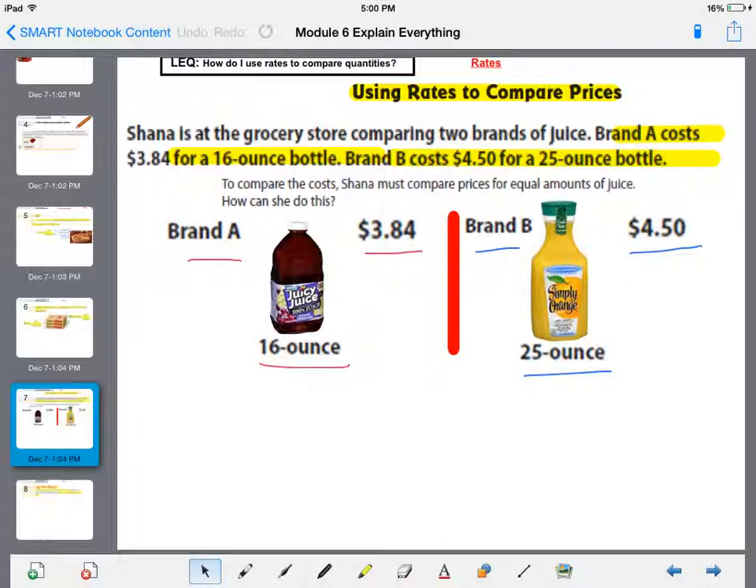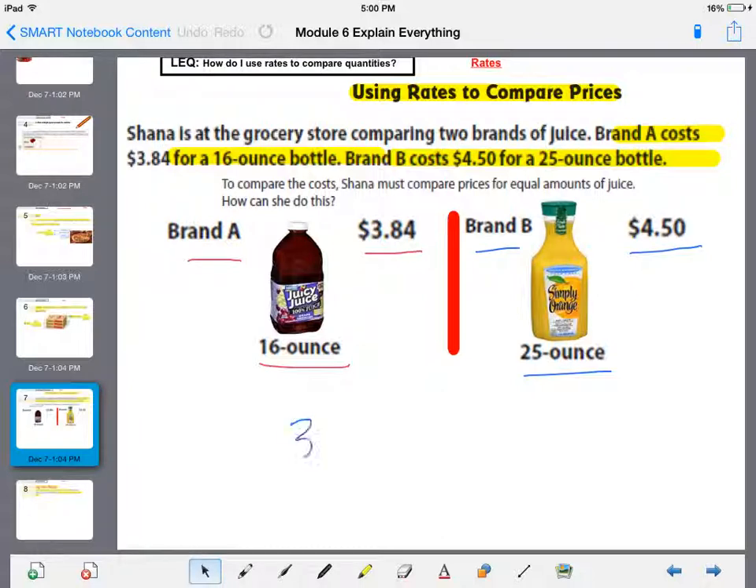Now, we talked about how you can't just go by the price and say, well, the $3.84 is clearly the better buy because it's cheaper. Well, that's not the case because, yeah, it's cheaper, but we're getting less ounces. So our job here would be to use the unit rates in order to compare the prices. So we really want to know how much are we paying per ounce, and that will tell us which is the better buy. In this first example, let's do the Juicy Juice first.